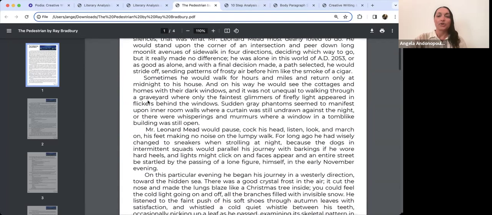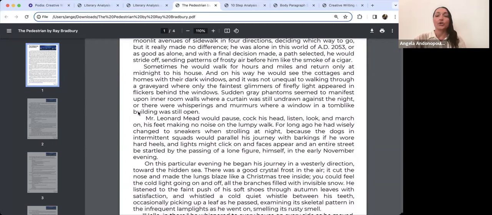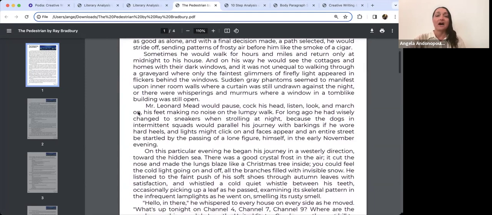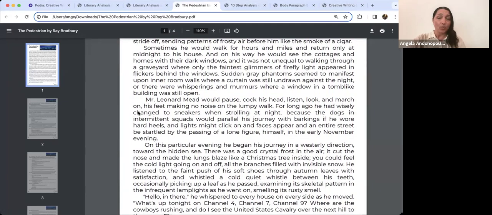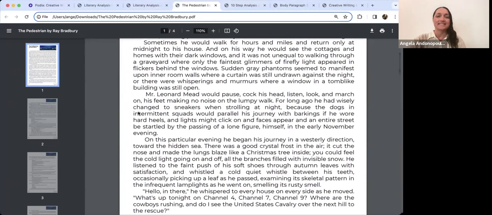He would stand upon the corner of an intersection and peer down long moonlit avenues of sidewalk in 4 directions, deciding which way to go, but it really made no difference. He was alone in this world of AD 2053, or as good as alone, and with a final decision made, a path selected, he would stride off, sending patterns of frosty air before him like the smoke of a cigar. Sometimes he would walk for hours and miles and return only at midnight to his house.